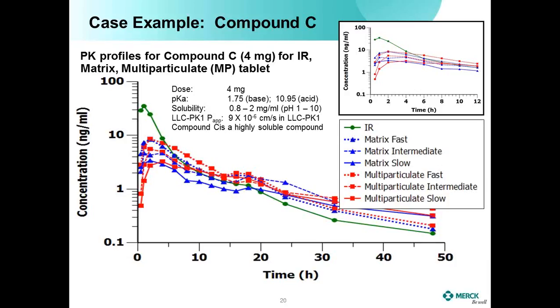In each category of controlled release formulation, you have three different release rates: fast, intermediate, and slow. The compound itself has a dose of 4 milligrams. It's a pretty low dose, and we have very decent solubilities across the pH range. So you will see that the dose number is way below 1. We're using LCTK1 as a cell line to measure the permeability. So overall, the compound is highly soluble with moderate to high permeability.